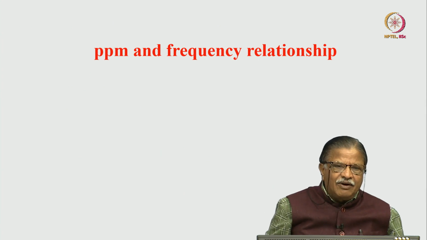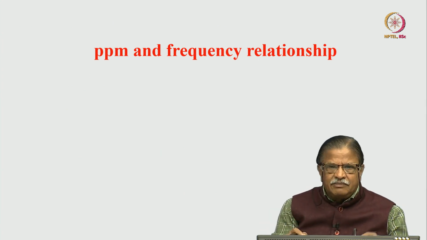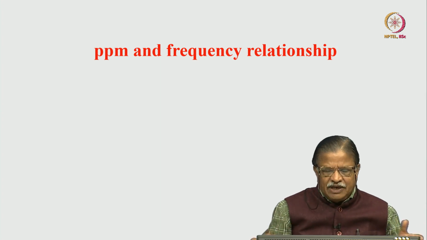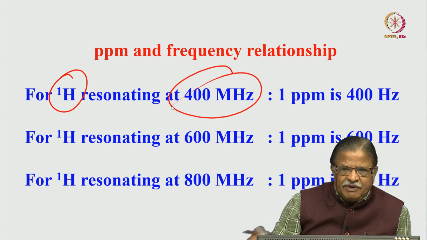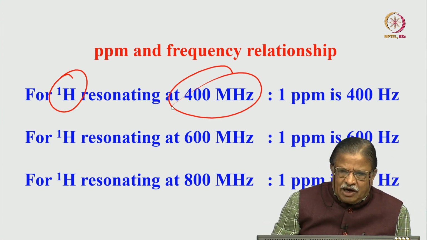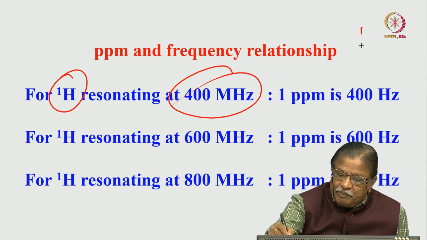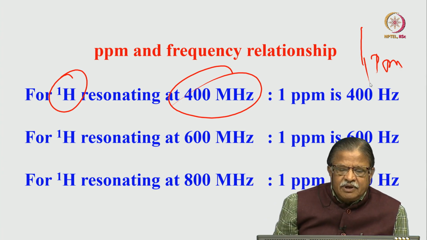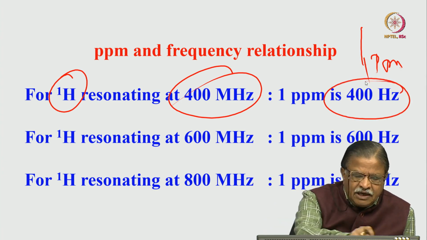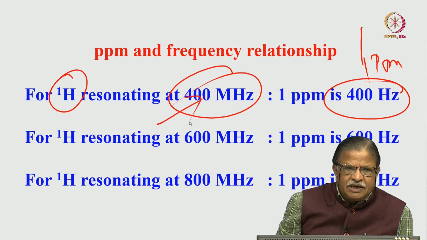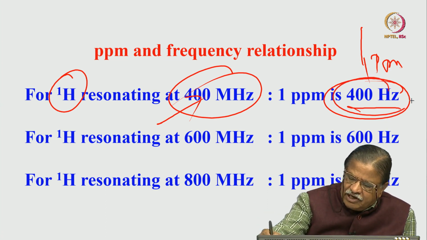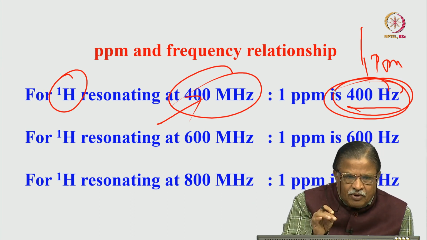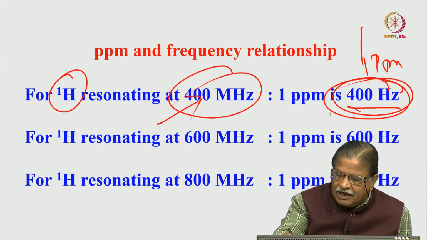Okay. So, let us see what is the relationship between ppm and frequency. How do you convert ppm to frequency and vice versa? Let us say I have a spectrometer where proton is resonating at 400 megahertz, that is my 400 megahertz spectrometer. In that spectrometer, if I say I have a peak which is coming at 1 ppm, that means its shift frequency is 400 hertz. With respect to the resonating frequency 400 megahertz, 1 ppm is 400 hertz, that is all. You have to remove the 10 to the power 6 part of it, then what is left is 400 hertz. So, 1 ppm for proton in a 400 megahertz spectrometer is 400 hertz.